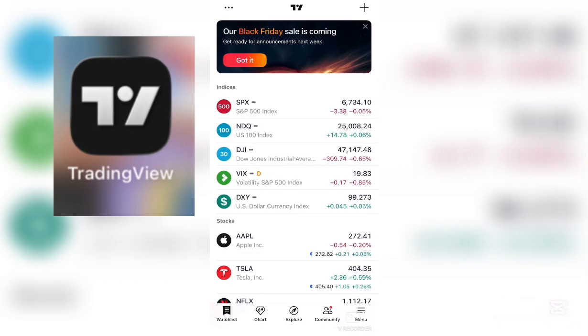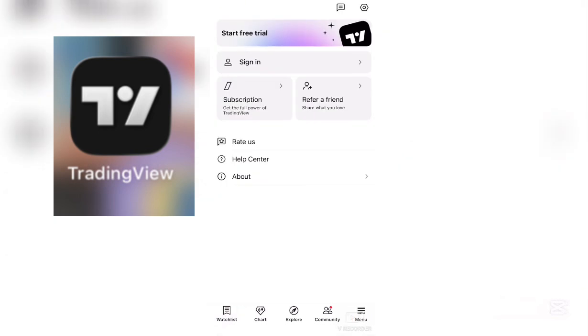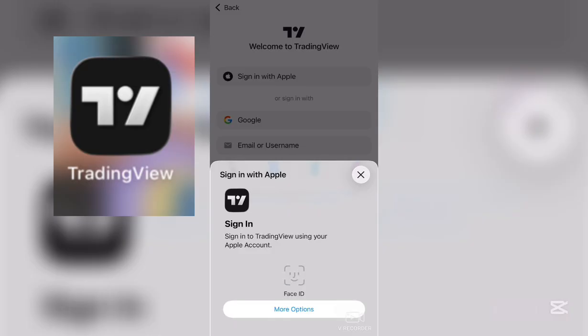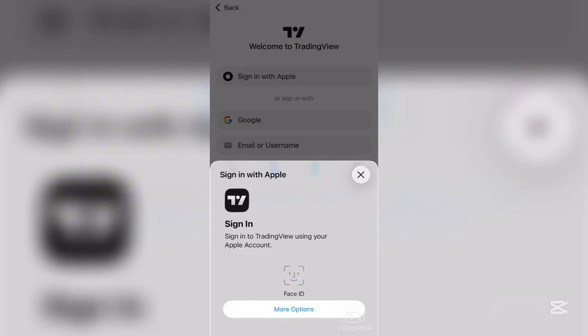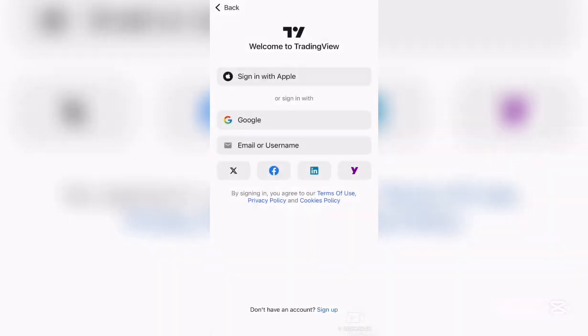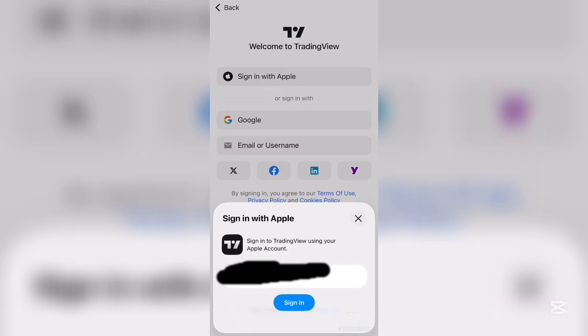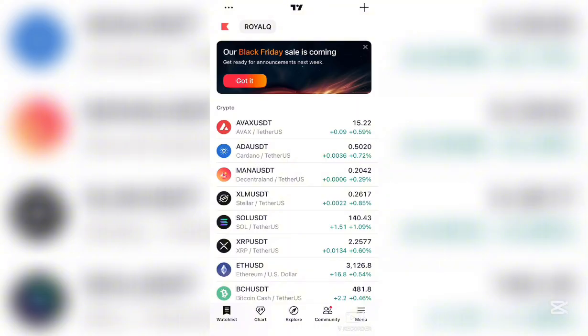So what you do is that you click on the menu sign at your lower right corner. You just click there, then you sign up or you sign in. Because I already have an account, I will just sign in. So I'll sign in with my Apple. Good. So I've signed in with my Apple.